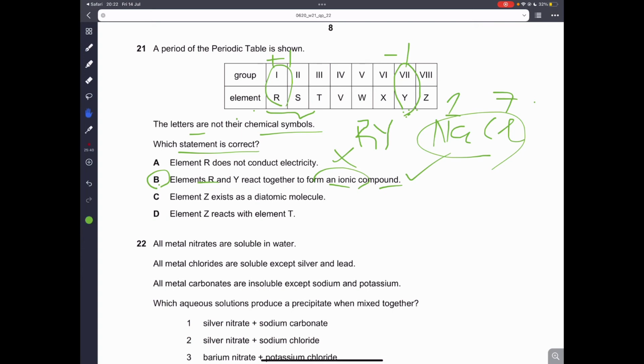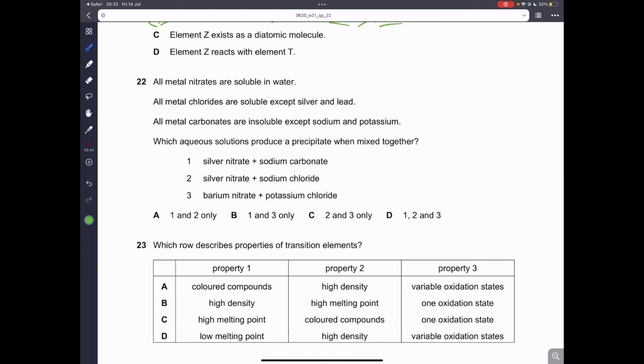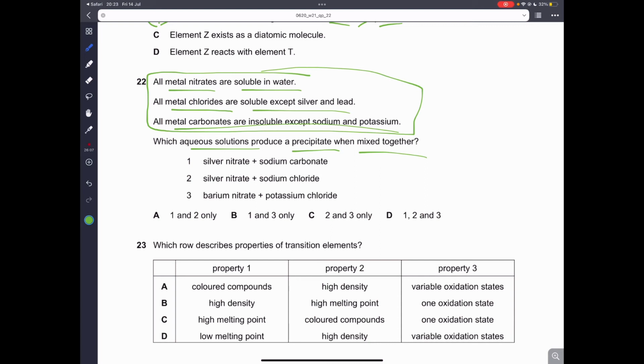Question number 22, all metal nitrates are soluble in water. Okay, soluble. So they have given you the solubility rules. These solubility rules you have to learn by heart. You cannot skip it. You have to know the solubility rules. The question asks you which aqueous solutions produce a precipitate when mixed together. Okay, precipitate. So we are just going to double displace them.